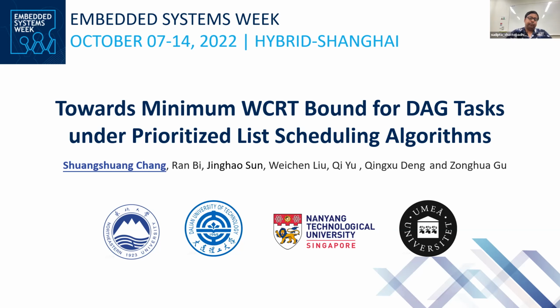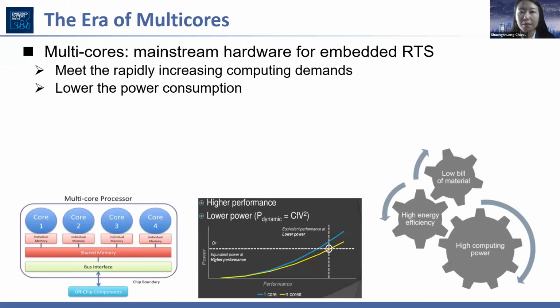Hello, everyone. I'm Chang from Northeastern University. I will give the presentation of our paper, Towards Minimum WCRT Bound of DAG Tasks and Prioritized List Scheduling Algorithms. To meet the rapidly increasing computing demands and lower power consumption, multicores have become the mainstream hardware for embedded real-time systems.